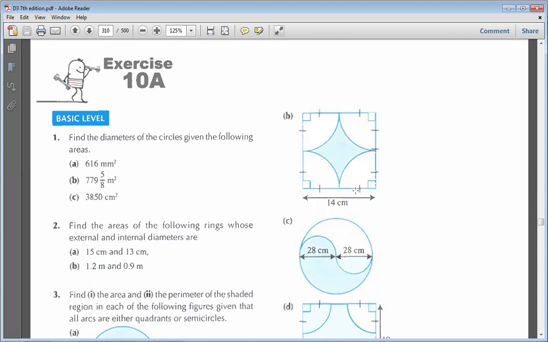So from the area of the full figure, I will subtract the area of 4 quadrants. And that will give you the shaded region. So that's the strategy for area.